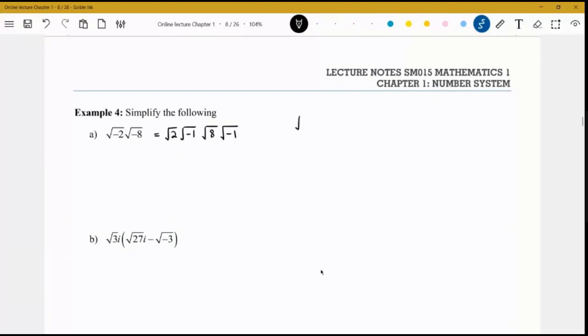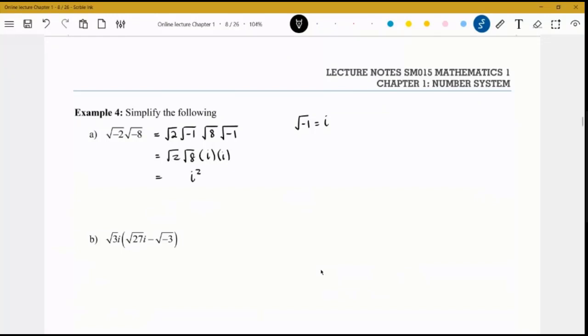So we know that square root of -1 equals i. So you can replace the square root of -1 with i. So we end up with square root 2, square root 8. So first is i, second is i. So we have i squared here.